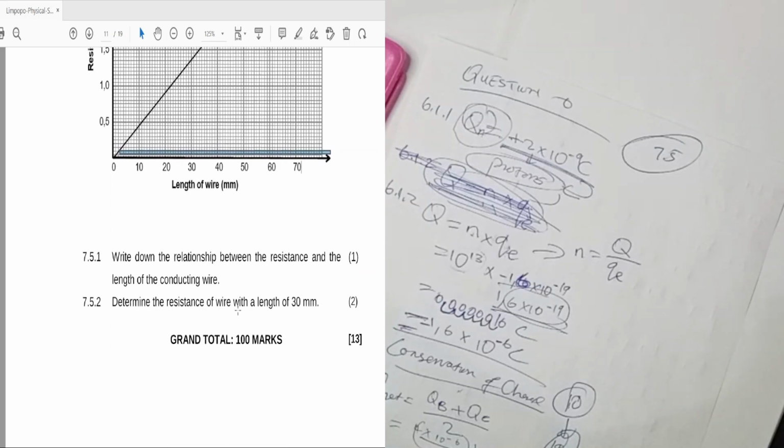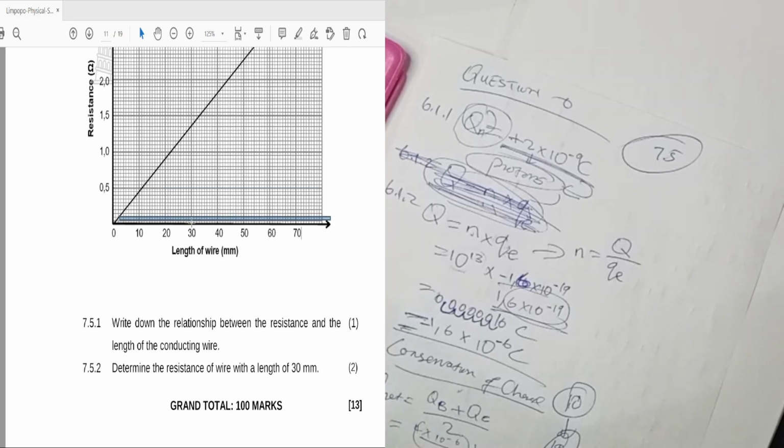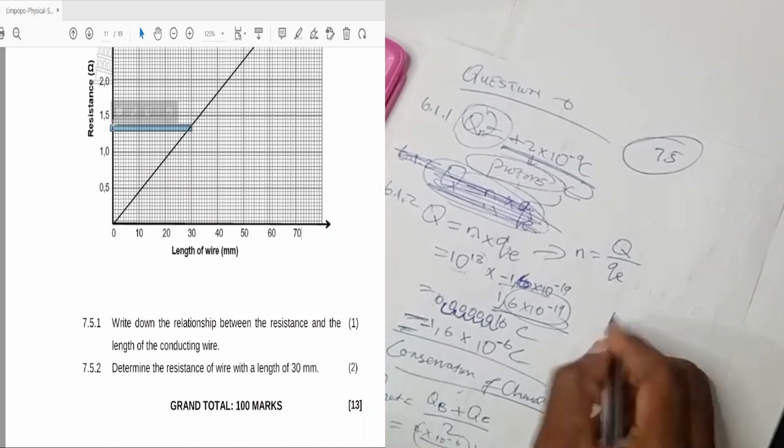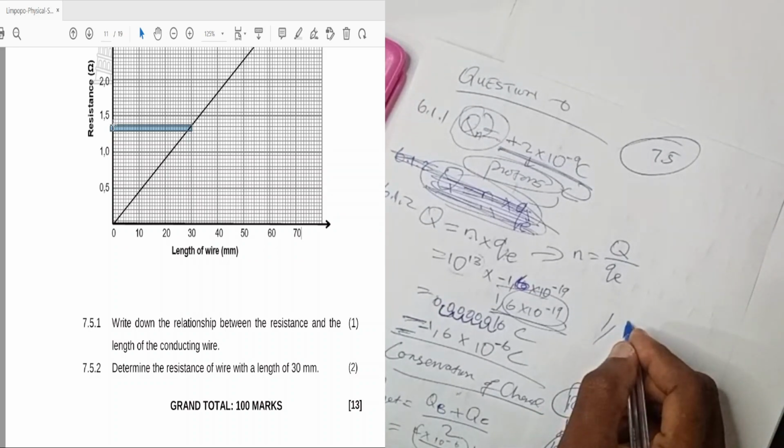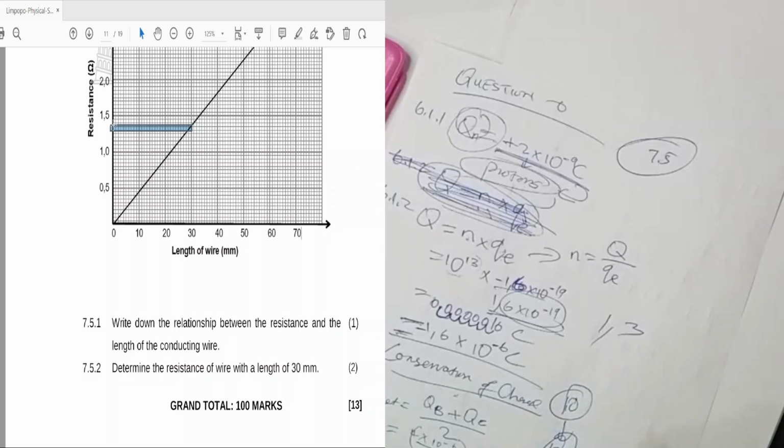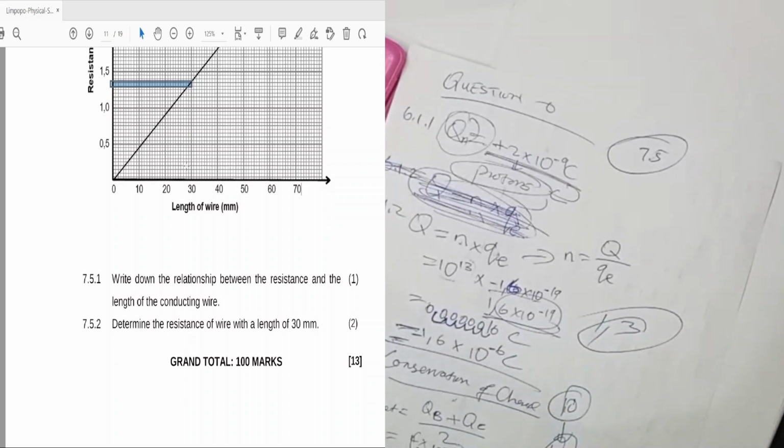Determine the resistance of a wire with a length of 30 millimeters. So you go to 30 millimeters, you measure, and you reach here, somewhere here. Then you choose 1.3 or something like that. But hey, I'm tired. I think I've done my job.